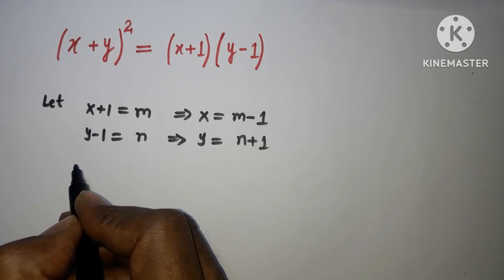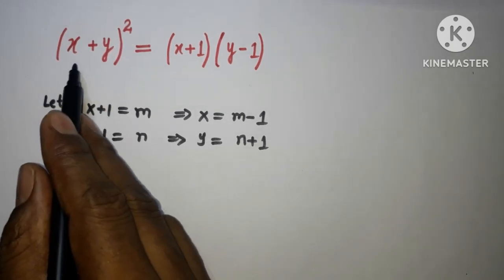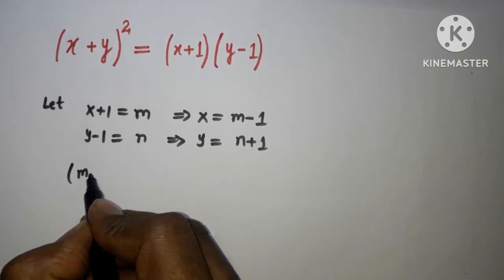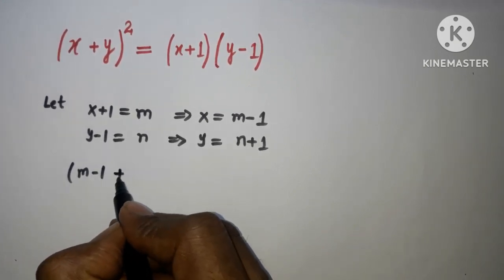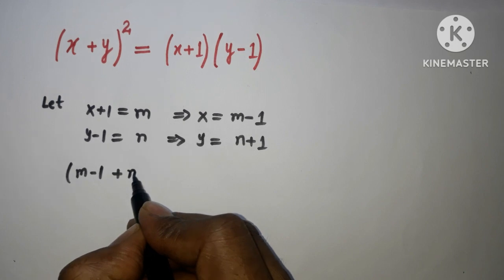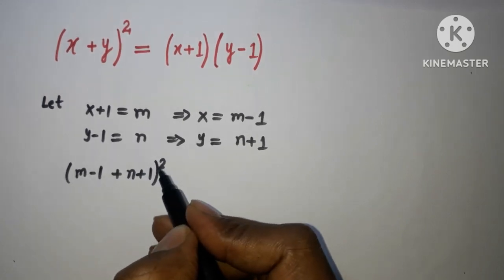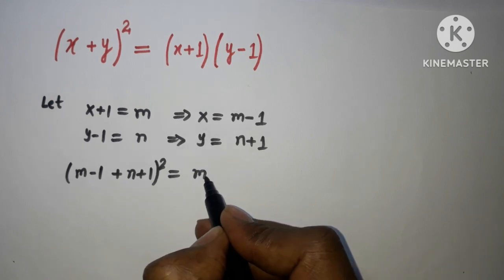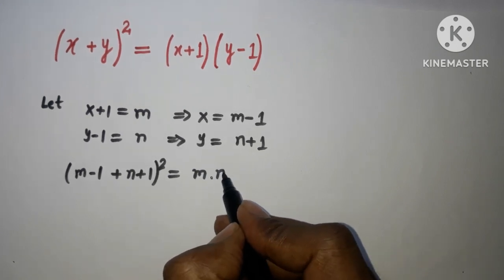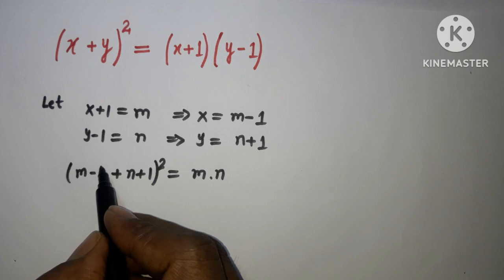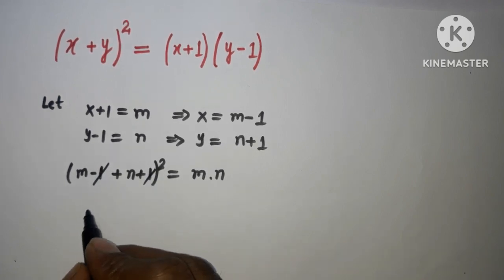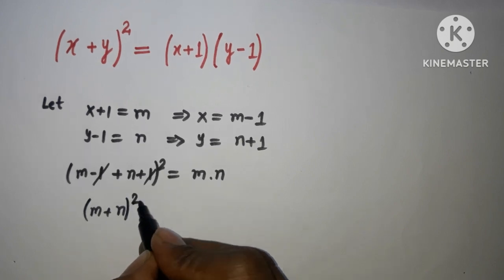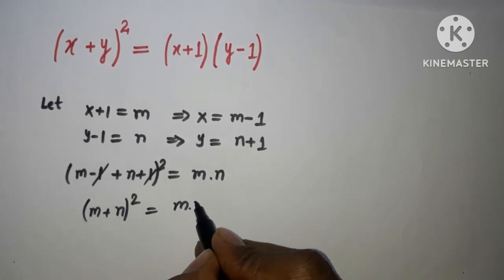Now putting these values inside this bracket (x + y), it comes m − 1 and y = n + 1, and a square is there, that is equal to x + 1. So x + 1 was considered as m and y − 1 was considered as n. So this one is going to cancel. We have (m + n)², and that is equal to m times n.